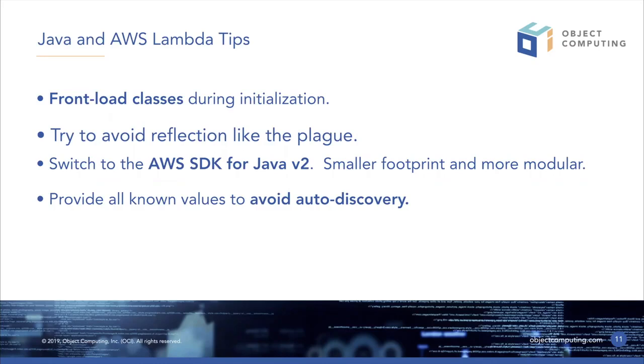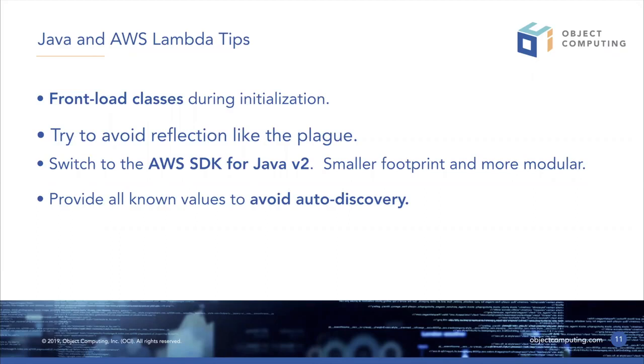So my recommendation is, as much as you can, try to take dependencies on libraries that avoid reflection. Libraries such as Micronaut, as well as Dagger 2 for dependency injection. And Jackson itself has published the Jackson Jr. version of the library that is much faster than the traditional object mapper in Jackson. The next is to switch to the AWS SDK for Java v2.